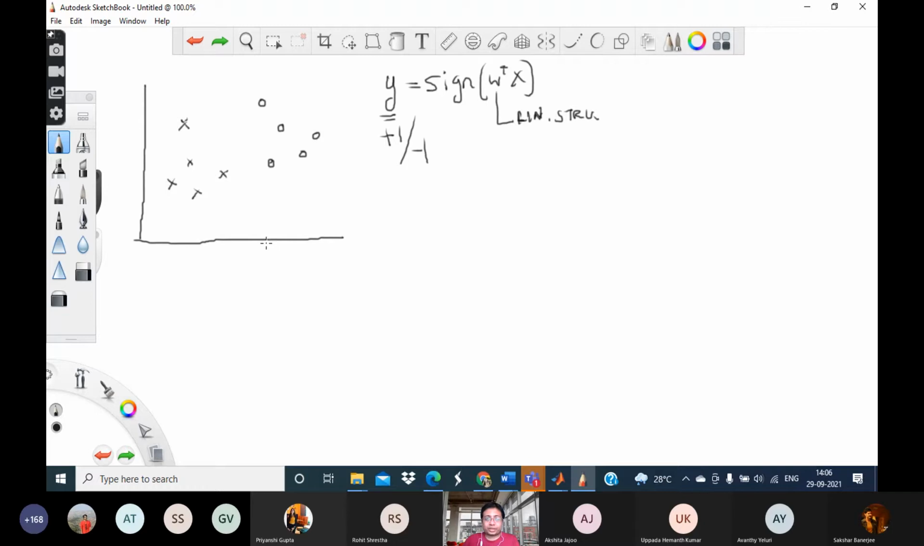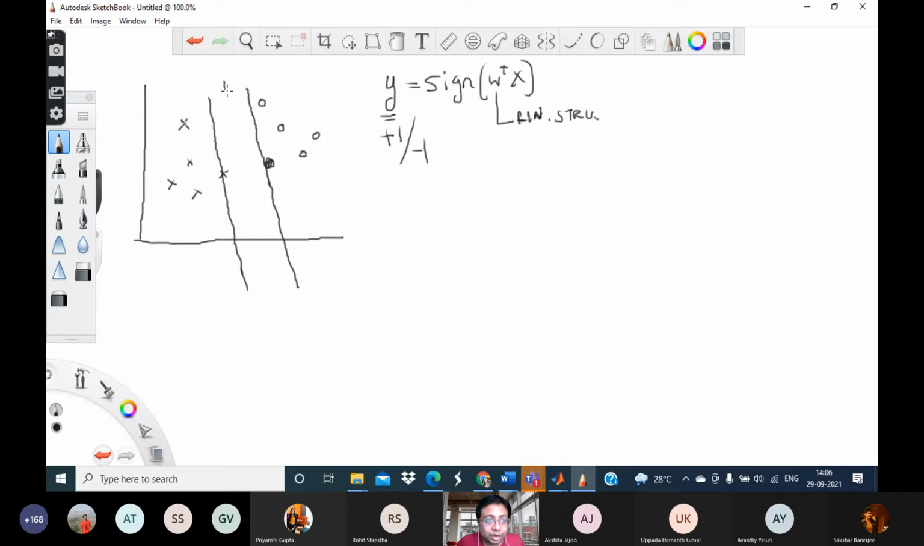For that, in the last class, we defined a concept called margin. For any particular classifier, first of all, we can have marginal classifiers like this. This is a marginal classifier for the cross class, and this is the marginal classifier for the circle class. These two we have drawn parallel to each other. The margin of this with respect to the cross class is 0, and the margin of this with respect to the circle class is 0.